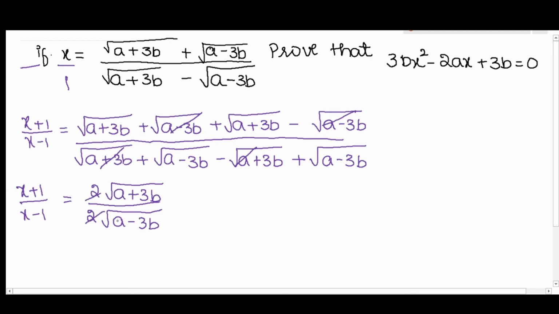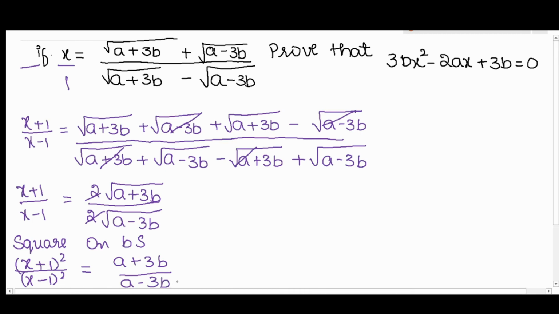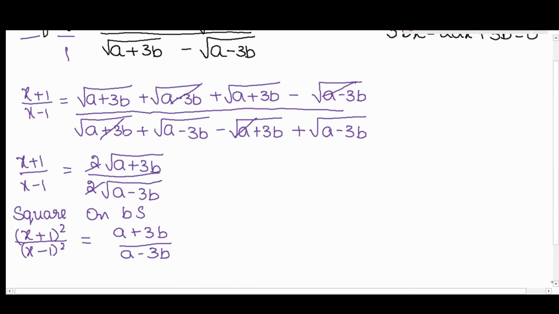See, I have a square root here. To remove the square root, I am going to apply square on both sides. So if I apply square on both sides, what happens? x plus 1 whole square divided by x minus 1 whole square is equal to a plus 3b by a minus 3b. The square root and square got cancelled and I resulted with this.